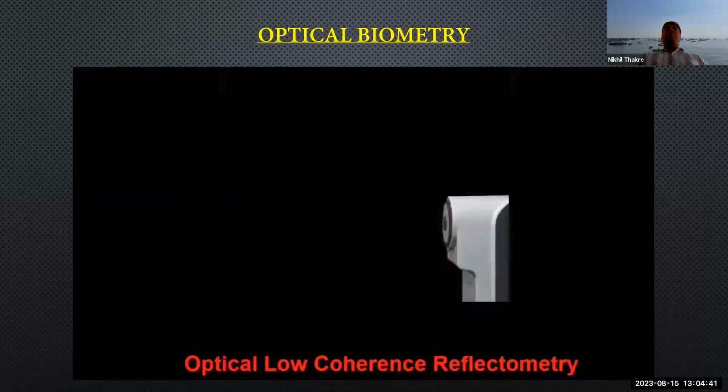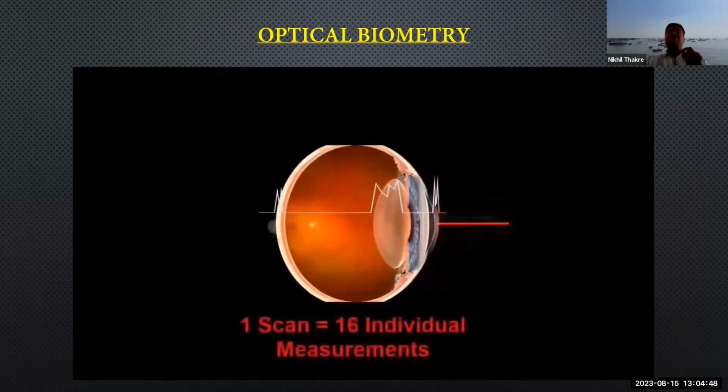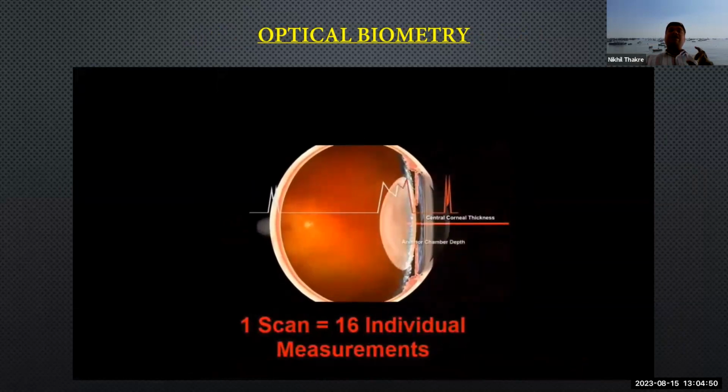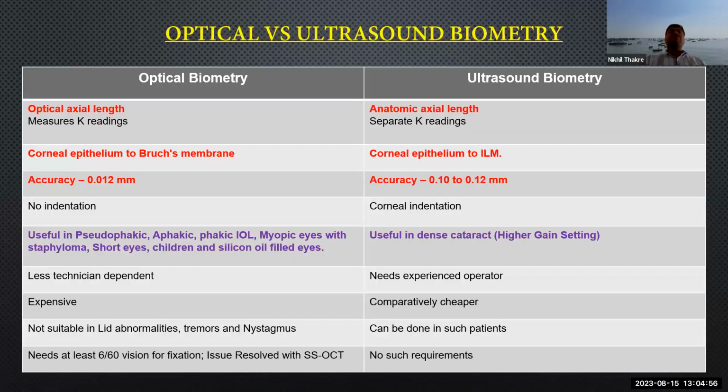So we came to optical biometry. The principle is shown in this animation. As rays of light hit various ocular structures and are reflected back, the dimensions of these structures are measured. So what are the differences? In optical biometry, the optical axial length is measured. It is 10 times more accurate than ultrasound biometry, and it is useful in pseudophakic and phakic IOL eyes, myopic eyes with staphyloma, short eyes, children, as well as silicone oil filled eyes.